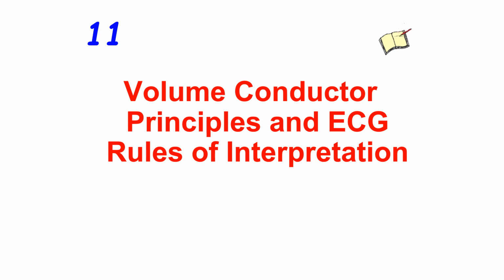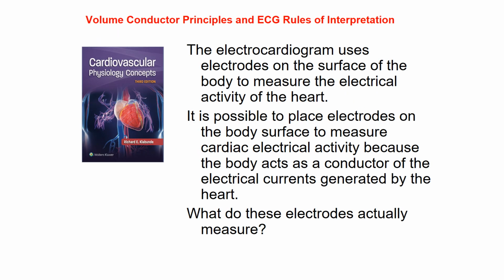Volume Conductor Principles and ECG Rules of Interpretation. The electrocardiogram uses electrodes on the surface of the body to measure the electrical activity of the heart. It is possible to place electrodes on the body surface to measure cardiac electrical activity because the body acts as a conductor of the electrical currents generated by the heart. What do these electrodes actually measure?